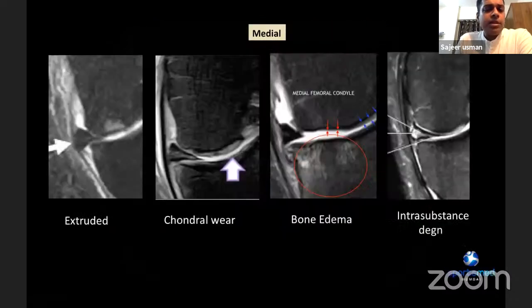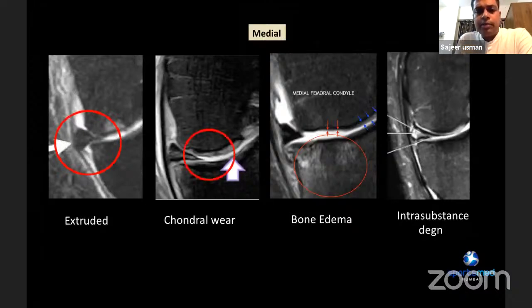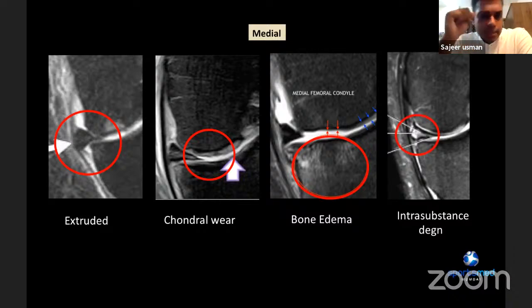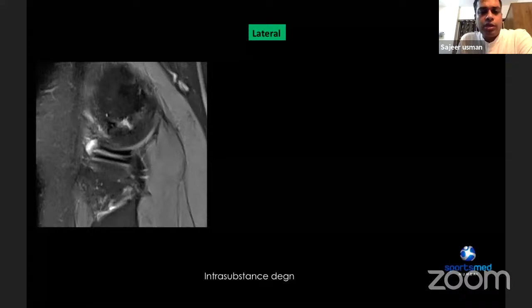Some of the points that you can take are extrusion, as already discussed, chondral wear of the medial cartilage, bone edema of the medial tibial plateau or the medial femoral condyle, and intrasubstance degeneration within the meniscus itself. The bone edema and the chondral wear are much more pain generators than just the root tear. So you can have a fair idea on the prognosis of the patient whom you're taking up.